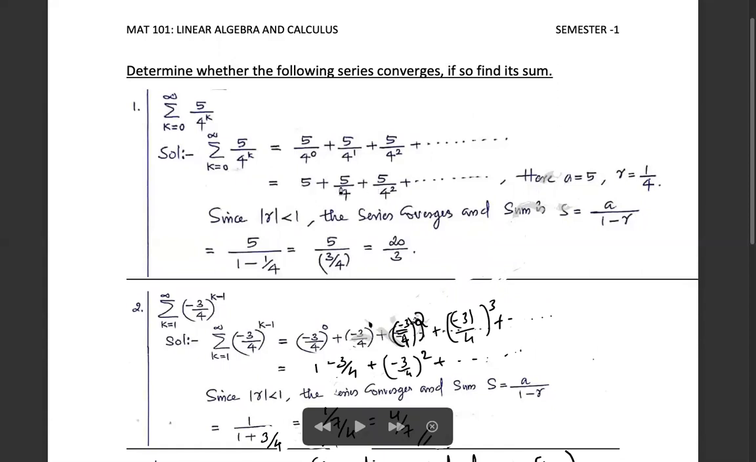That is 5 plus 5 by 4 plus 5 by 4 squared plus etc. A is equal to 5, R is equal to 5 by 4 divided by 5, which is 1 by 4. So the modulus of R is 1 by 4, which is less than 1, which implies the series is convergent and converges to A by 1 minus R. A is equal to 5, so 5 by 1 minus 1 by 4, which is 5 by 3 by 4, which is 5 into 4, 20 divided by 3. So the sum of the series is equal to 20 by 3.